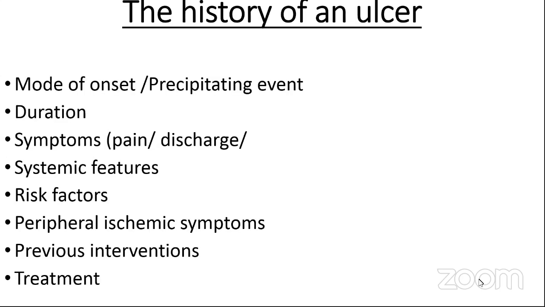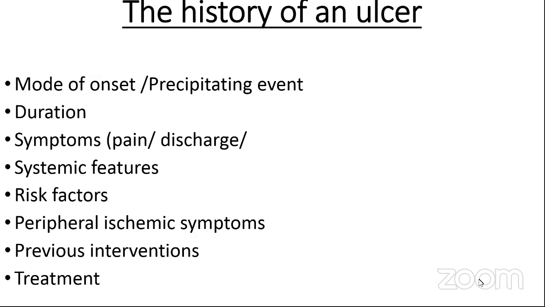Now, history of the ulcer. What are the things you got to look for? Mode of onset, precipitating event. That means either an injury can predispose to this ulcer, or it can start as a swelling which has ruptured and become an ulcer. Now, in long-standing cases, a patient who has received radiotherapy can develop ulcers, which are known as radiation ulceration.